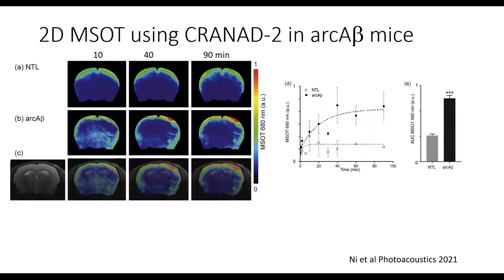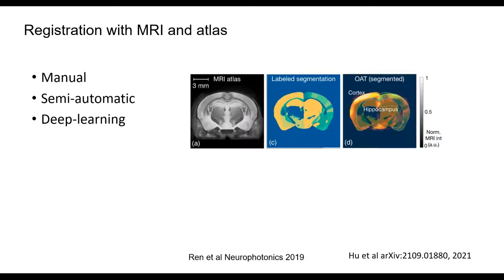Next we scanned the Arctic A-beta mouse, which is a transgenic model for Alzheimer amyloidosis. We observed that the signal is higher in the transgenic mouse compared to the non-transgenic mouse using the inVision system. High cortical signal can be observed. One thing I want to mention is that we are not able to mix the Quinine-specific channel in this study. So for this purpose, we try to see if we can acquire more frequencies and develop a better mixing method.